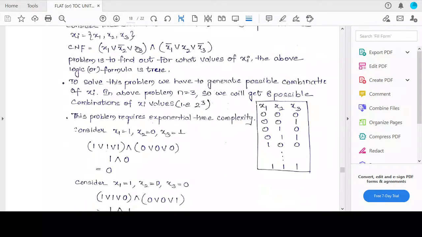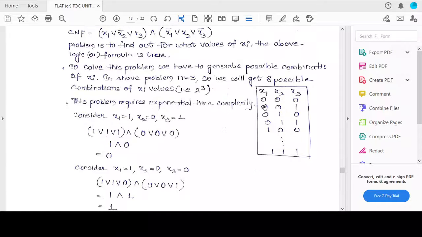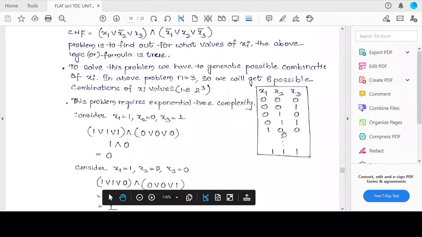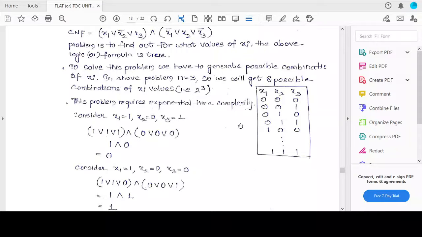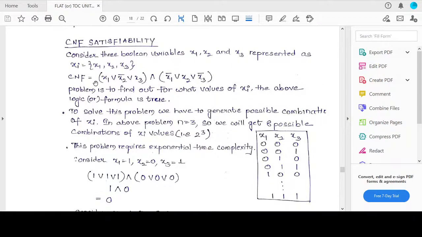So to find out the solution for this problem we have to generate all the possible combinations of x1, x2, x3. So if we consider the combination x1, x2, x3, we are going to get around 2 power 3 combinations. So that means we are going to get around 8 possible combinations, right? So among these 8 possible combinations, we have to find out one combination by using which we will get the result as true for this satisfiability equation.